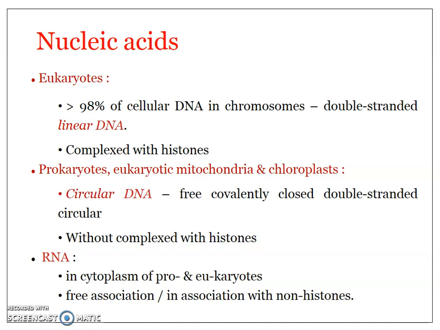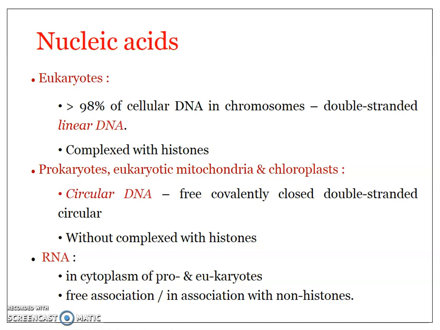In the case of eukaryotes, that is those organisms having a well-defined nucleus, more than 98% of cellular DNA is present in the form of double-stranded linear DNA. Okay, so obviously DNA is found in two forms: linear and circular. So in the case of eukaryotes, more than 98% of the DNA present in the cell is in the form of double-stranded linear DNA. And all the eukaryotic DNA is found complexed with proteins which are known as histones.